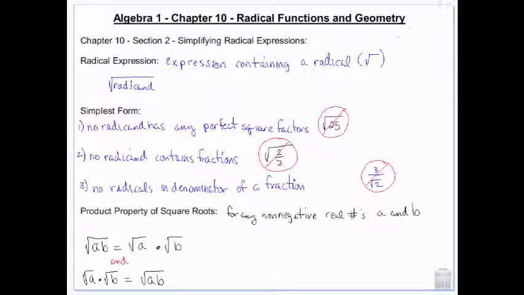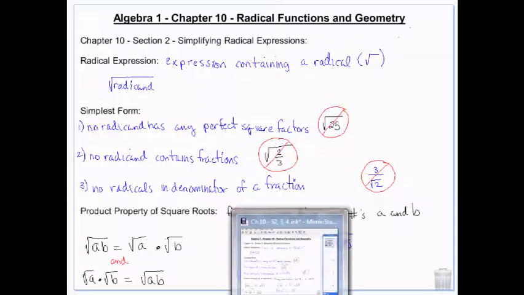Basically, what this is stating is that if you have two numbers that are non-negative, and it has to be non-negative because we don't take the square root of negative numbers at this level. If I have the square root of 50, that is equal to the square root of 2 times the square root of 25. Or if I have the square root of 3 times the square root of 27, that will give me the square root of 81.